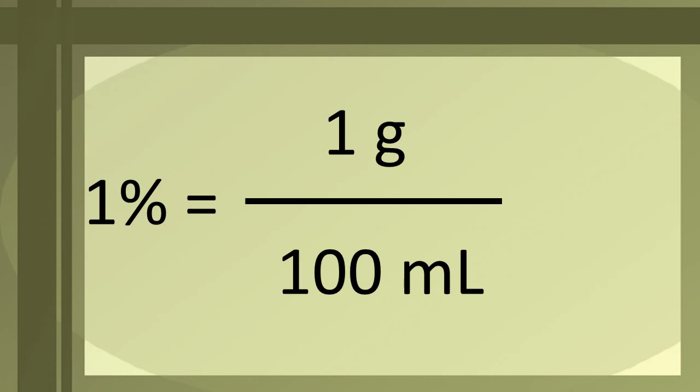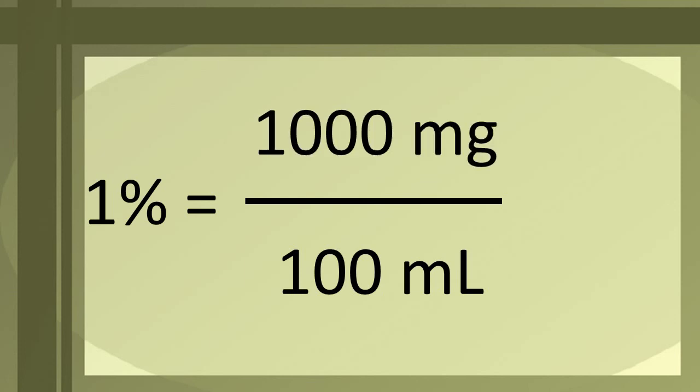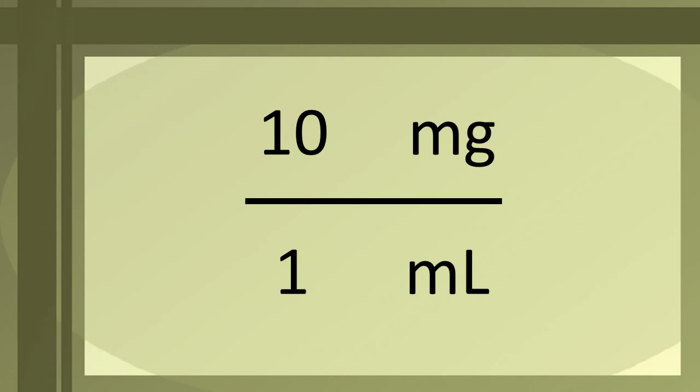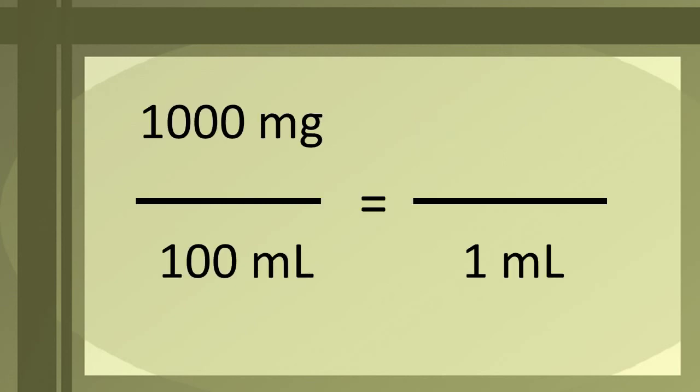So a 1% drug, which is 1 gram per 100 milliliters, is exactly the same as 1,000 milligrams per 100 milliliters. But this is per 100 milliliters. We want to know what it is per milliliter. You can either reduce the numbers by removing the same number of right end zeros on the top and the bottom, or if you need to practice, set up your ratio problem and cross multiply to get the answer.